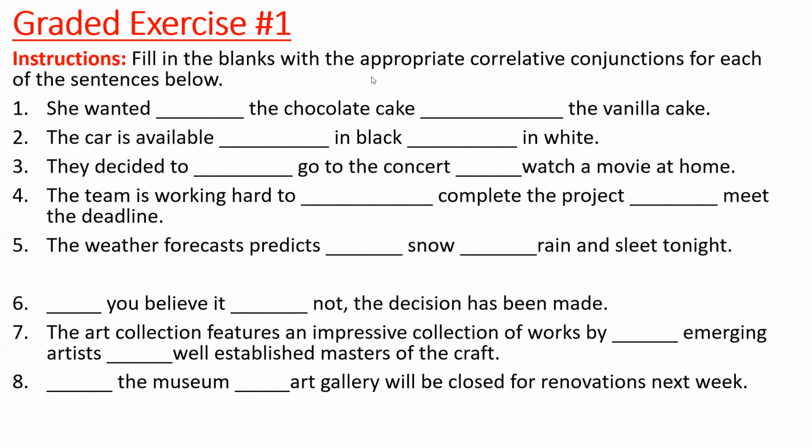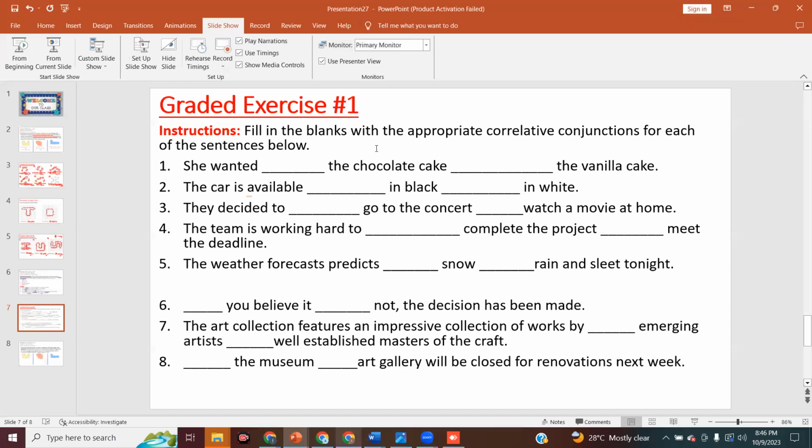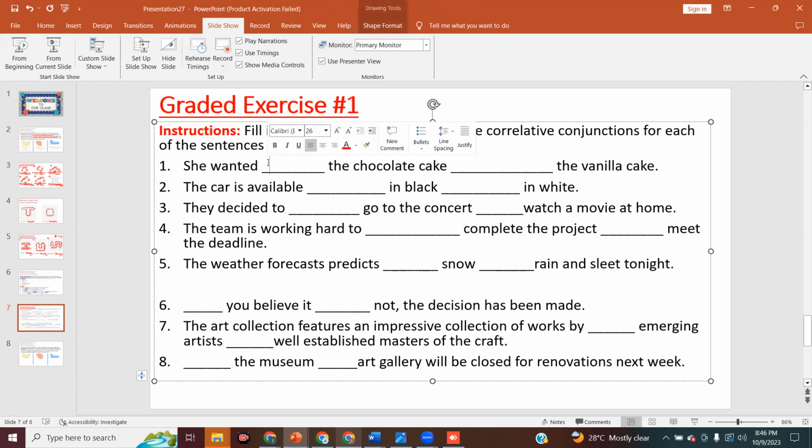All right, so let's go ahead and answer these. Anyone to help me with number 1? What you all have for number 1? If you get it right, please put a tick. If you get it wrong, please put an X. It says she wanted blank the chocolate cake, blank the vanilla cake. What you all have for that one? Either, both, either or.